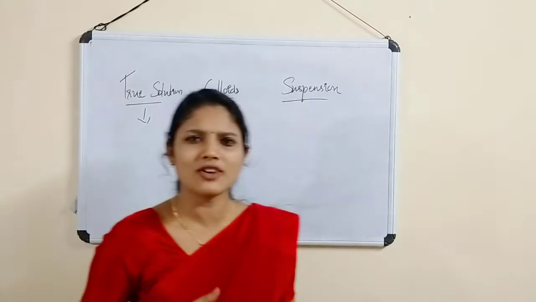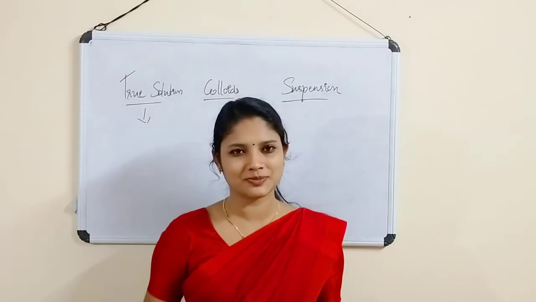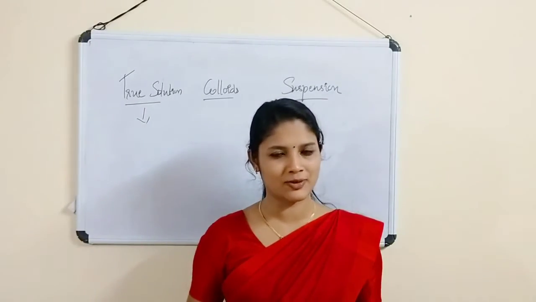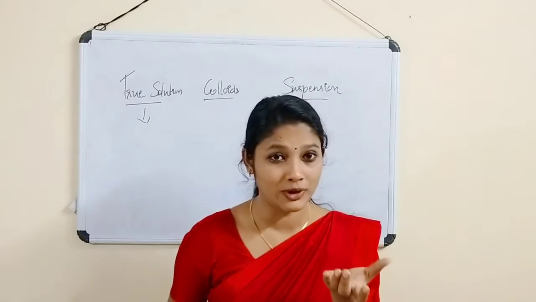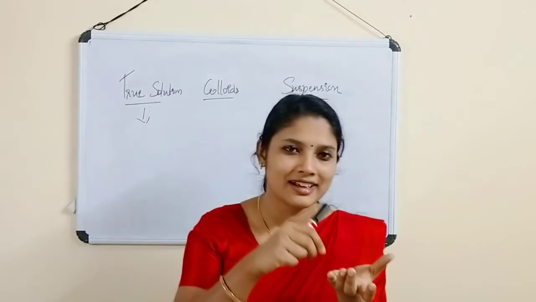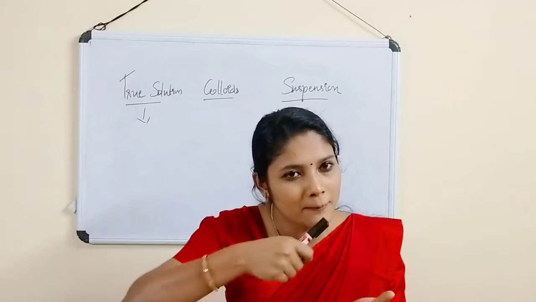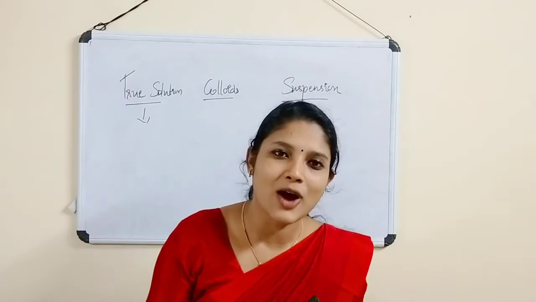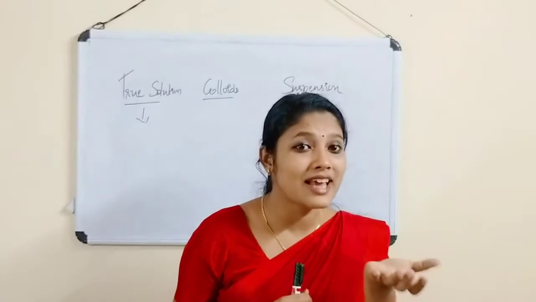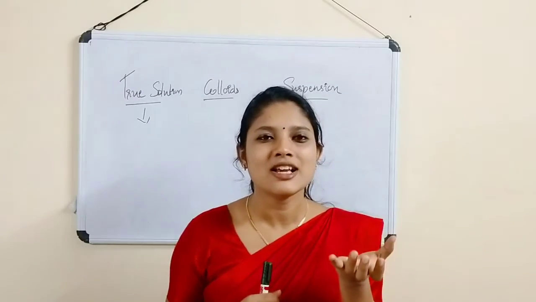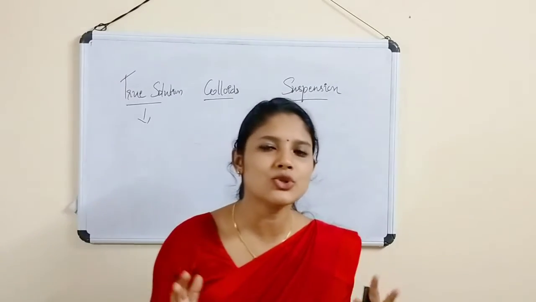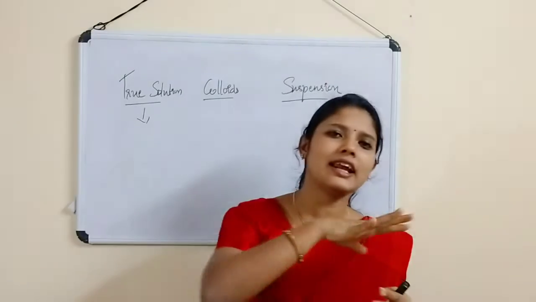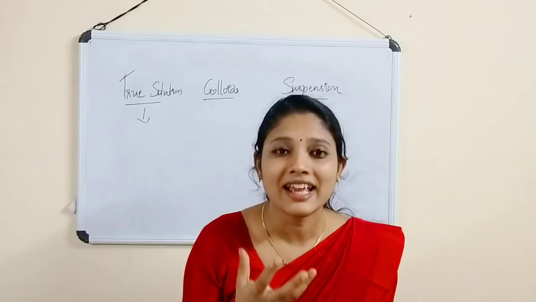How is a true solution obtained? Let us take the example of a sugar solution. We are taking a glass of water, and to that we are adding some sugar and dissolving it completely. The sugar gets completely dissolved inside the water. Now it is a sugar solution, a true solution. Why is it called a true solution? Because the sugar particles completely dissolve in it.